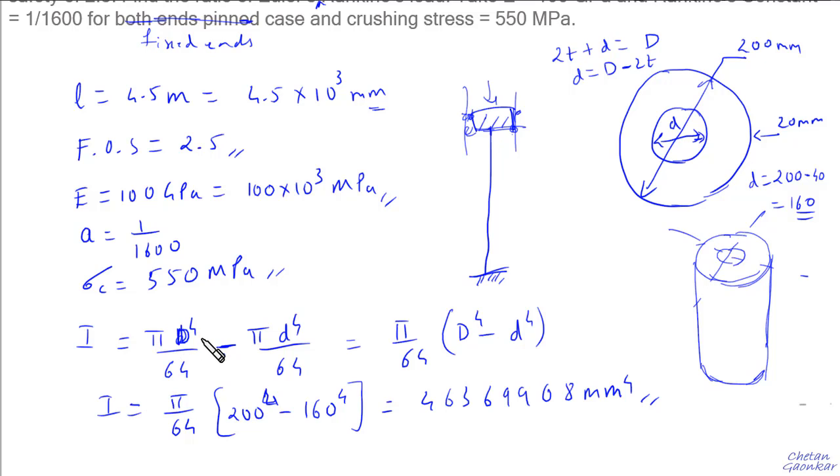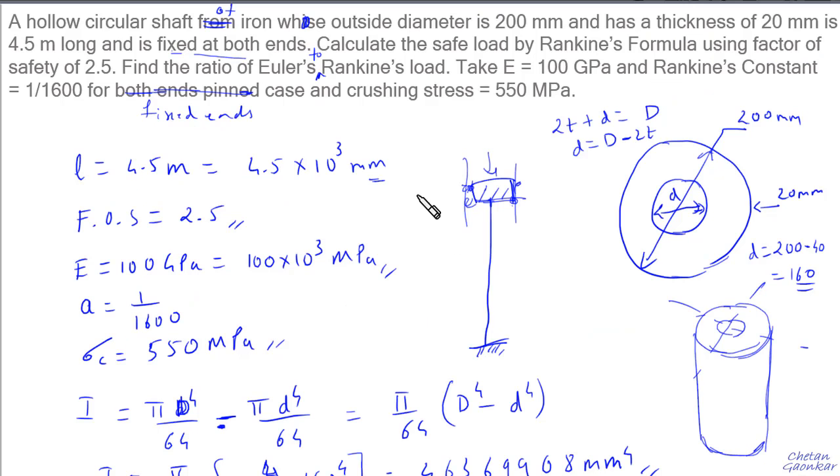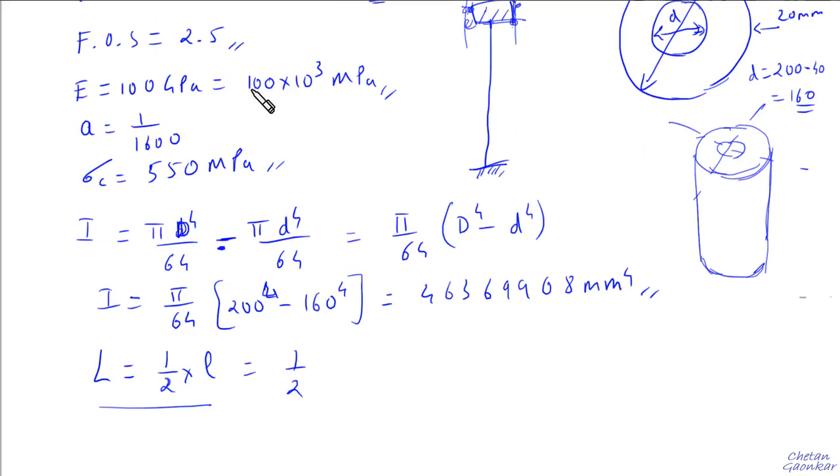Now let us talk about effective length. Effective length L will be what? Since this is the fixed end case, with both the ends fixed, if you remember, the effective length turns out to be half of the actual length. Please go through the previous video for this. Since both the ends are fixed, the effective length L will be half of the actual length.